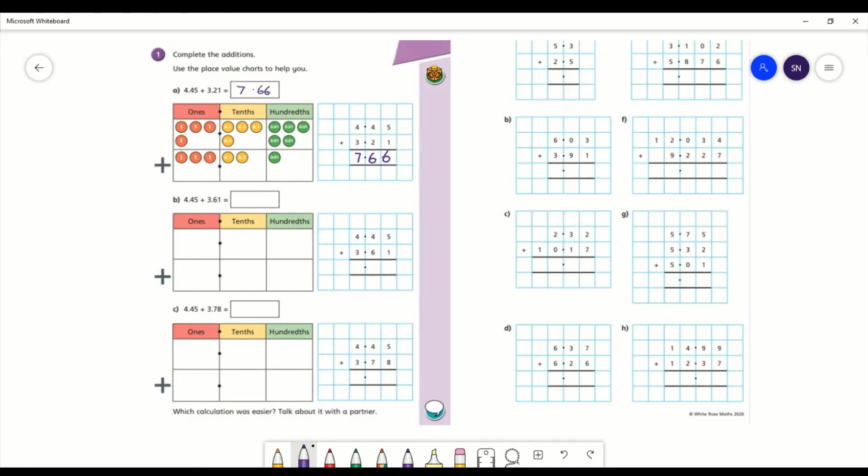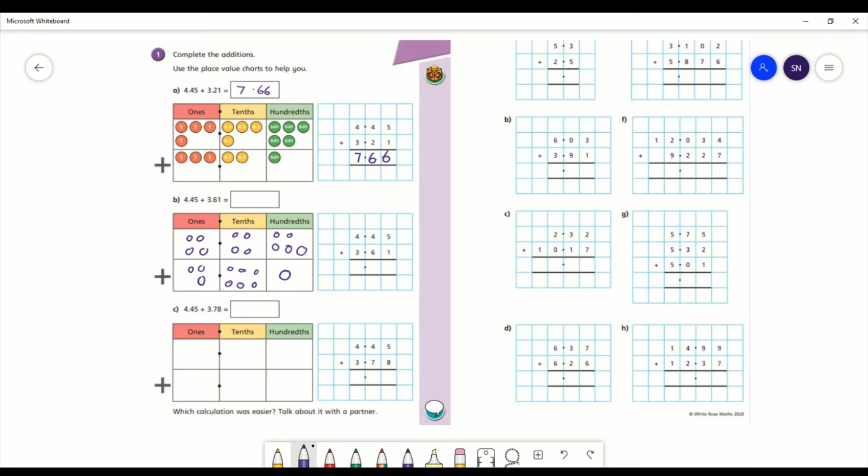Next, I've got a blank grid here, so what I've got to do is actually look at the calculation and put the right number of hundredths in. 1, 2, 3, 4, 5. This has got 1 there, so this one has got 4 tenths. This one has got 6 tenths. 4, and then the next row has got 3.